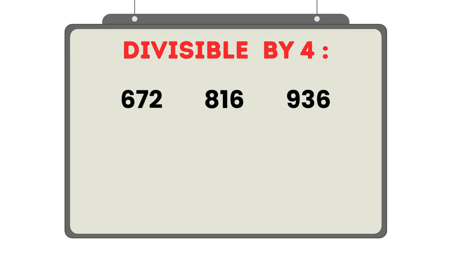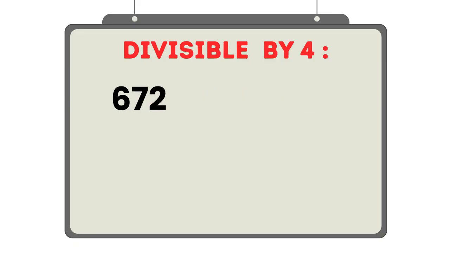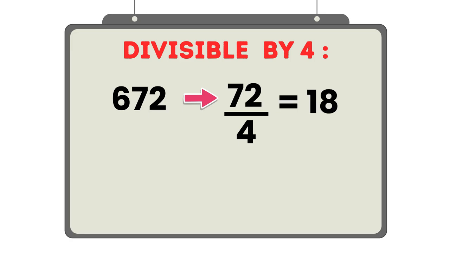Moving on to divisibility by 4. A number is divisible by 4 if the last two digits of the number are also divisible by 4. For example, take the number 672. Look only at the last two digits, 72. Since 72 divided by 4 gives you exactly 18, the entire number 672 is also divisible by 4.